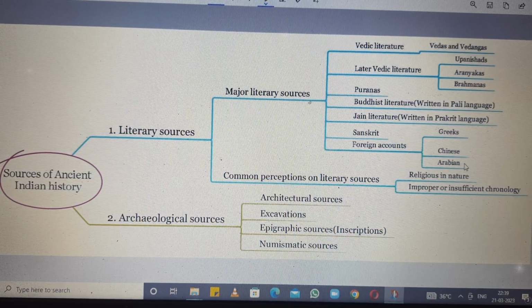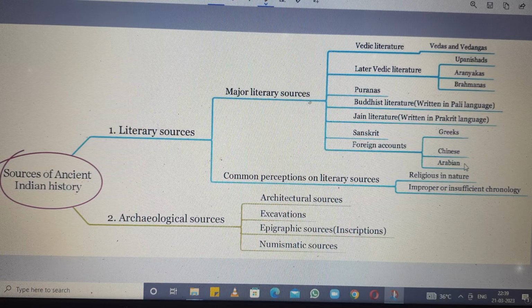Next are the archaeological sources. The archaeological sources include the architectural sources. Most of the architectural buildings, like you can see the Harappa and Mohenjo-daro civilization, the Indus Valley civilization was there. Everywhere certain types of constructions have been there.